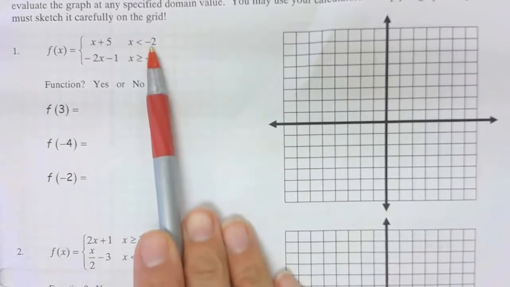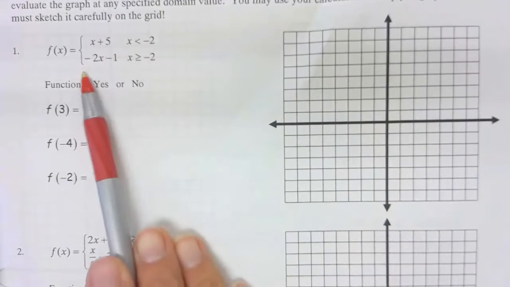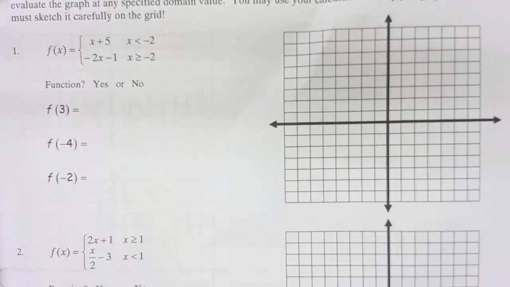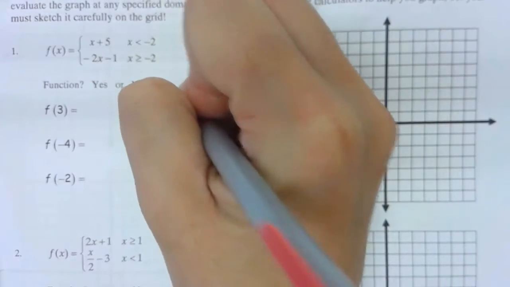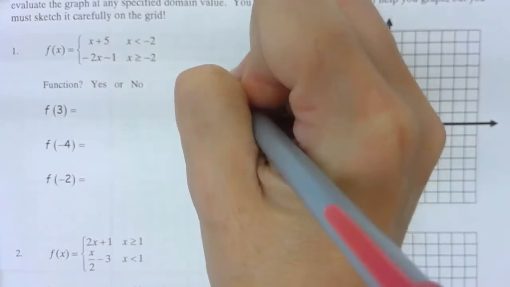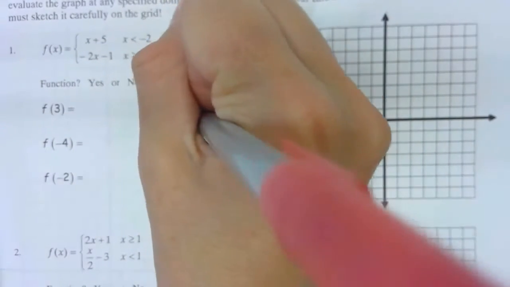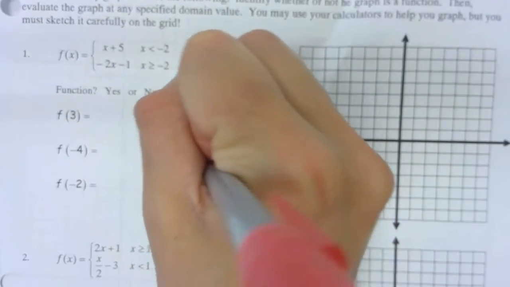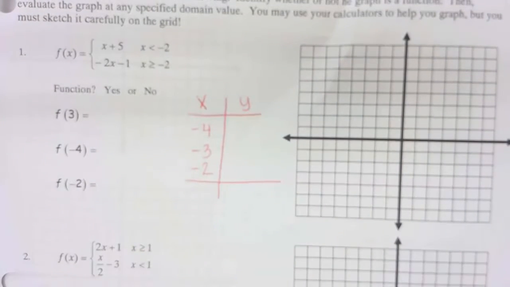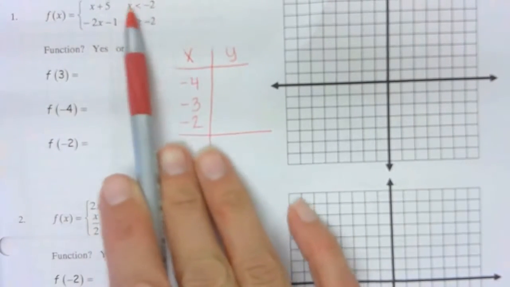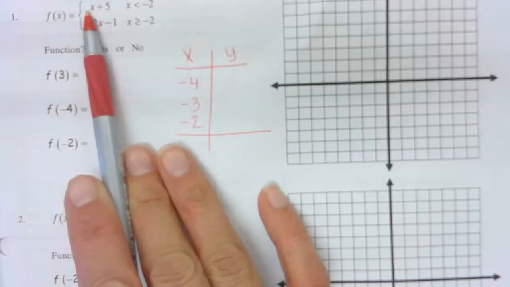Plus 5 for x values less than negative 2. The second part is negative 2x minus 1 for x values greater than or equal to negative 2. So again, in your table, just to be able to help you plot a couple points, you would look at negative 4, negative 3, negative 2. These points all make this inequality true, so you'd plug them in here.